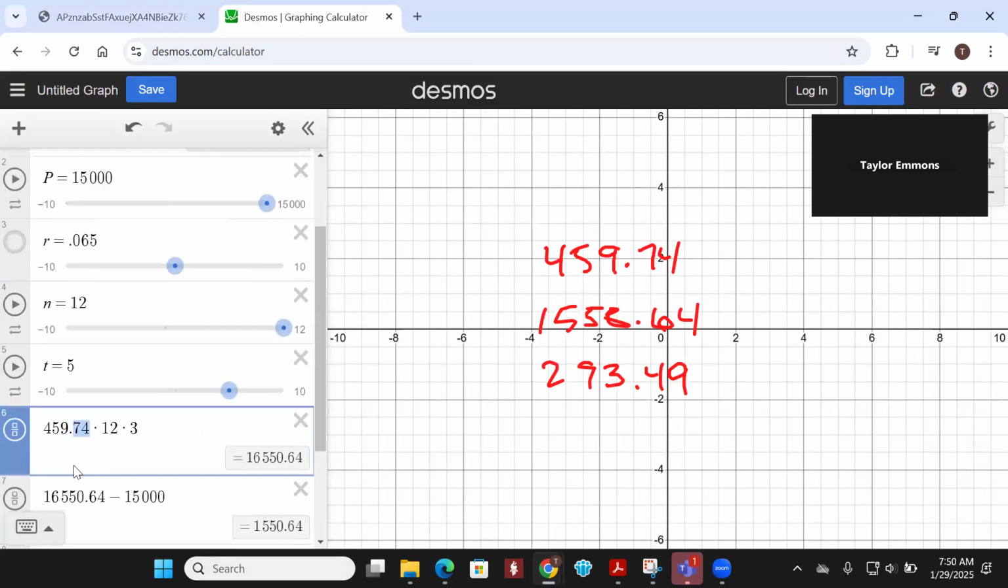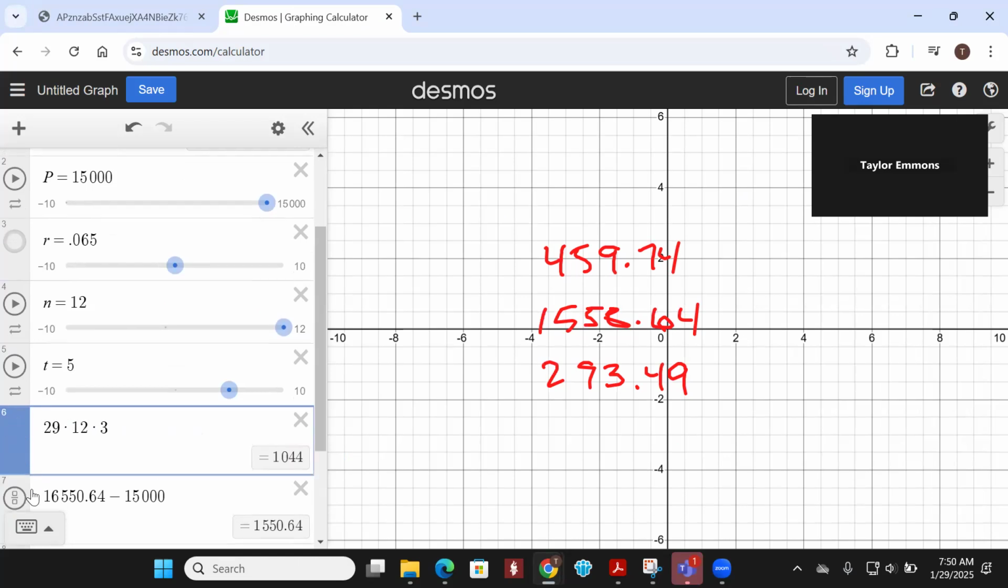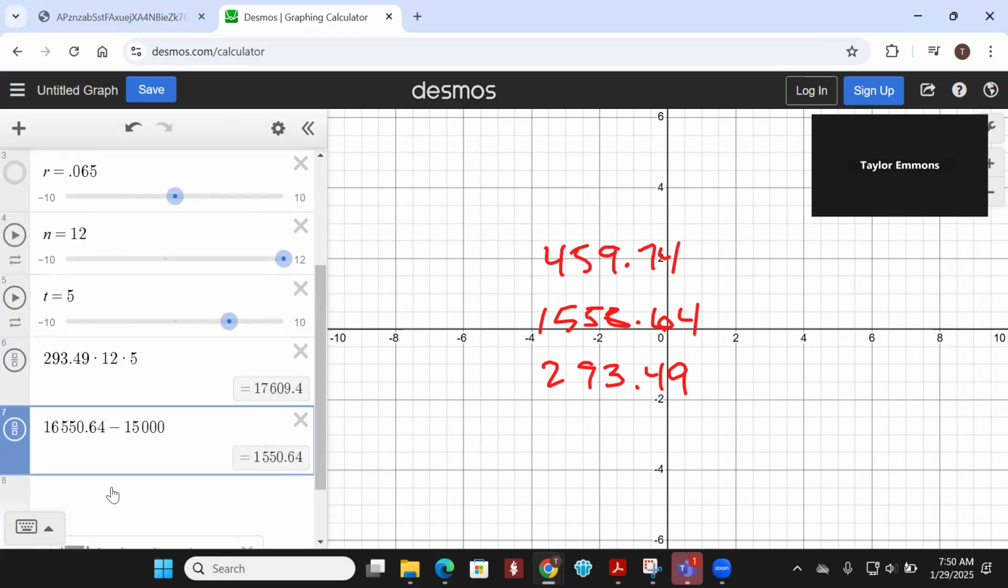Well, again, come down here. We're going to say 293.49. And we're doing this for 5 years. So they're going to pay interest $2,609.40. Look at the difference.